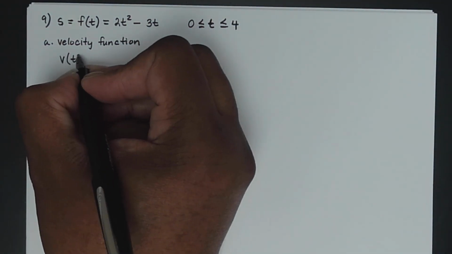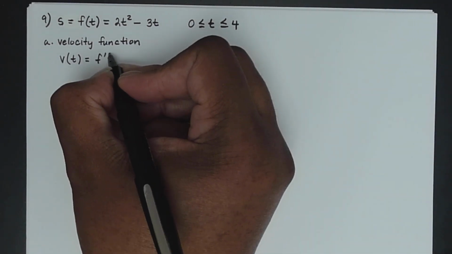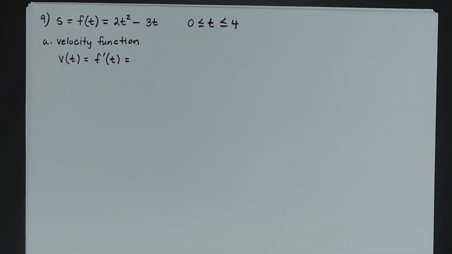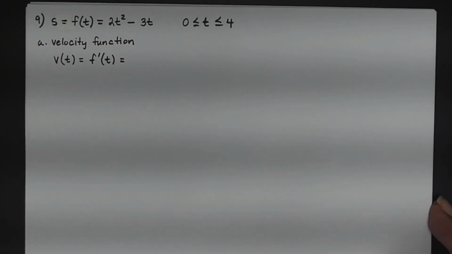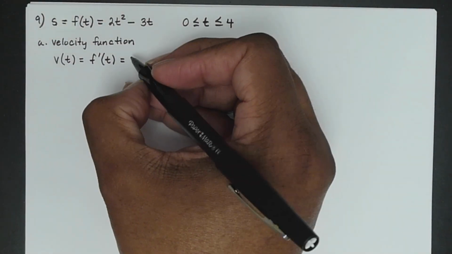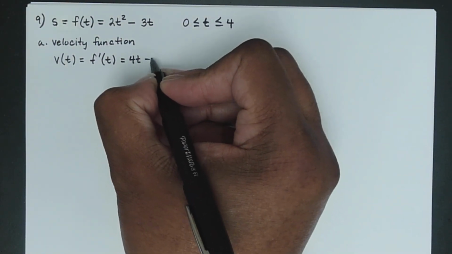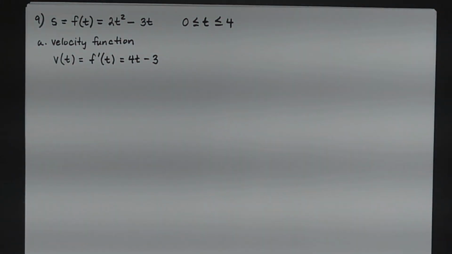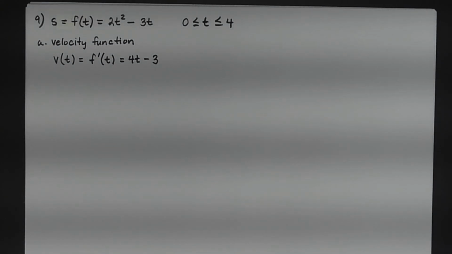And that's v of t, which means I have to take the first derivative of that function. So the derivative of 2t squared minus 3t will be 4t minus 3. That's my velocity function. Now, when is the object stationary?